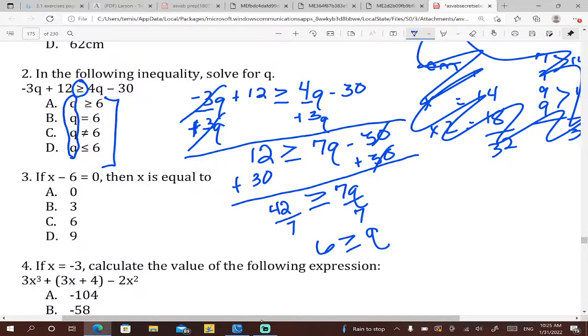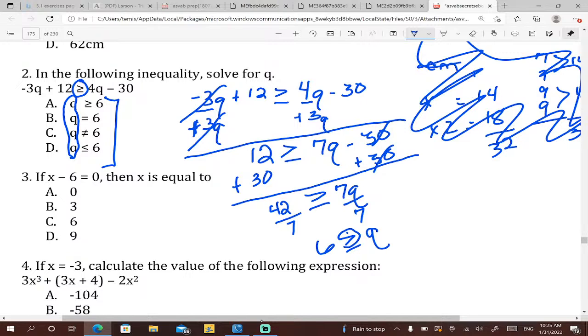So when we look over there, we say, well, wait a minute, that Q is on the left side. But when I did my problem, I brought my Q's to the right side. So what do we do? Well, this Pac-Man is facing the 6. So that means Q is going to be smaller than the 6. So it says Q is less than or equal to 6.